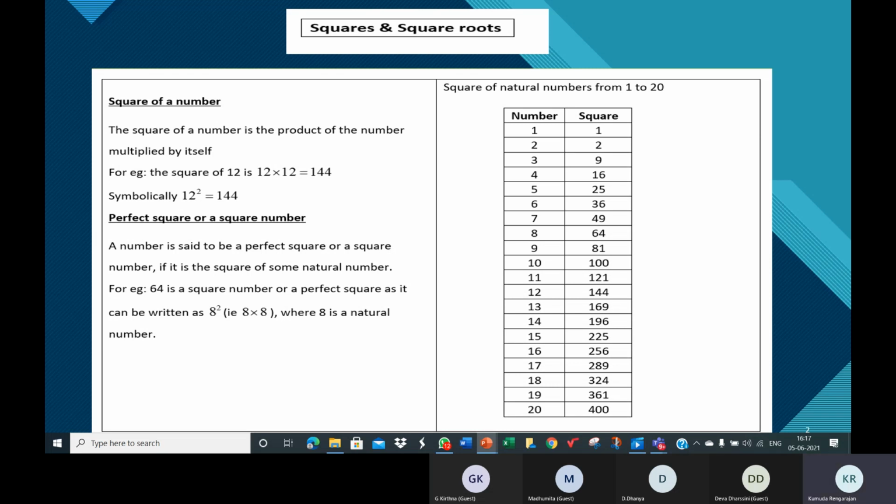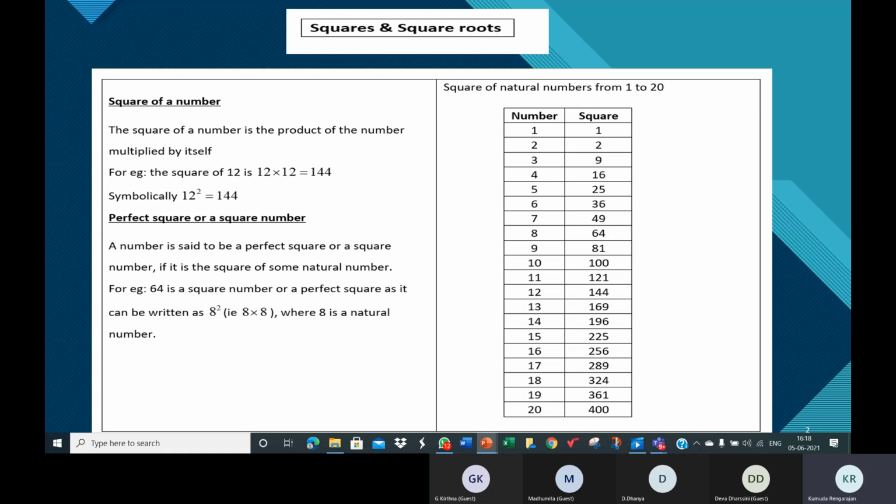What is the square of 0.0001? How many decimal places does the given number have? I want quick answers, children. 0.0001 has how many? 4. It has 4 decimal places.